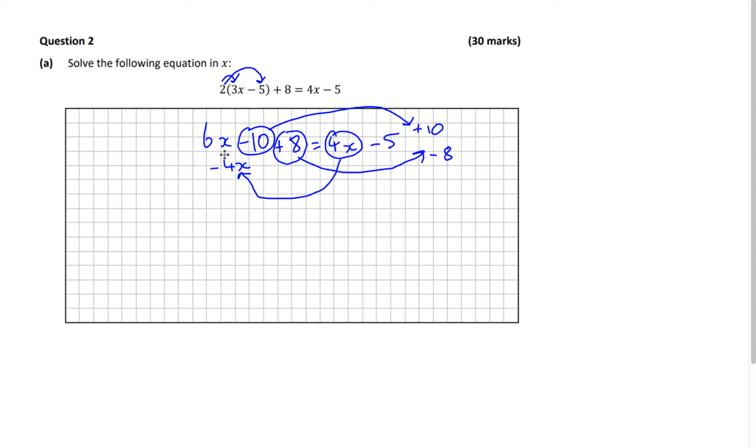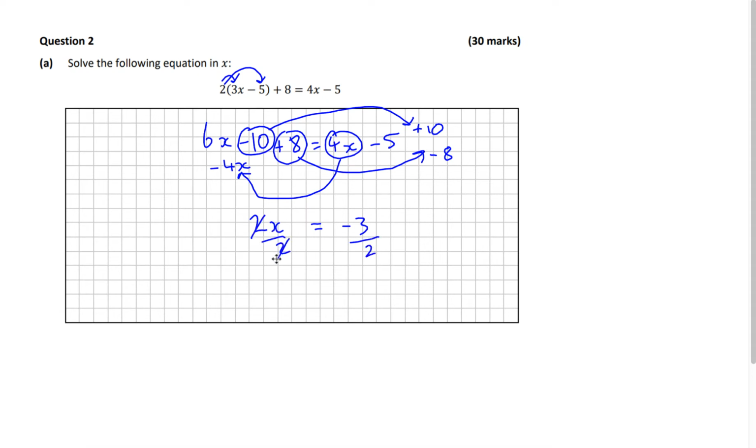So on the left now I've got 6x minus 4x, which is 2x. And that's equal to, on the right, 10 minus 8 minus 5, which is minus 3. So if 2x is equal to minus 3, we divide both sides by the number in front of x. Divide this by 2, divide this by 2.